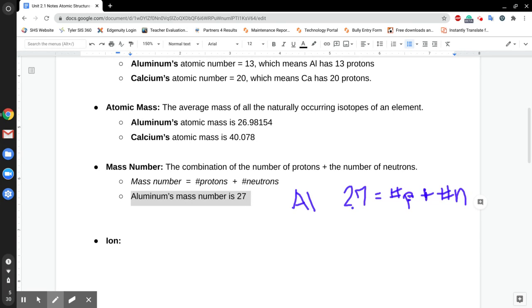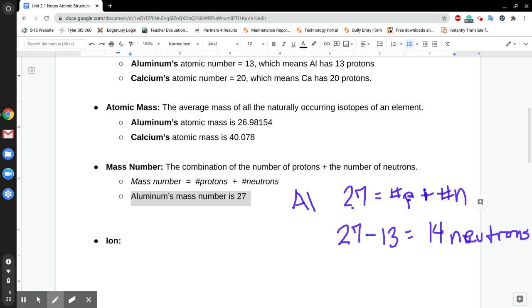We've got the number of protons. We would like to know what the number of neutrons is. So 27 is equal to the number of protons plus the number of neutrons. It's just simple algebra: 27 minus 13, and we find out that aluminum has 14 neutrons.